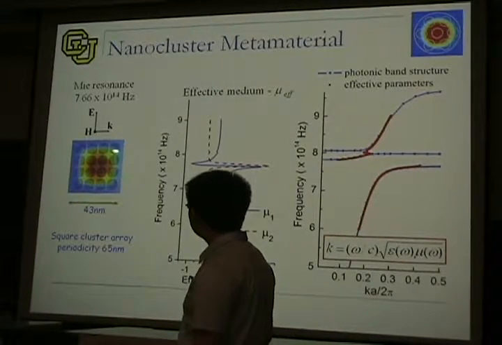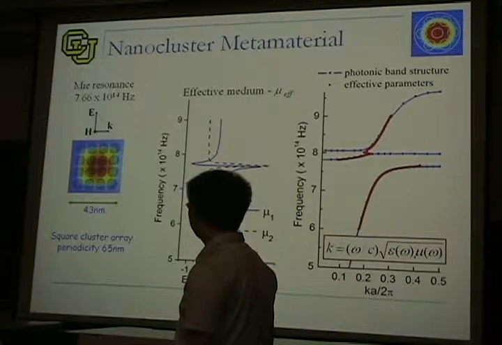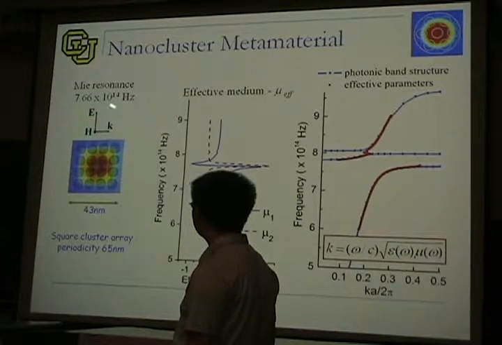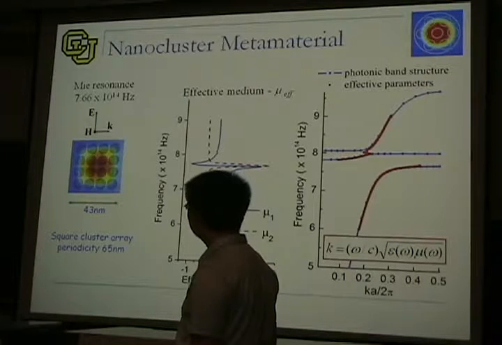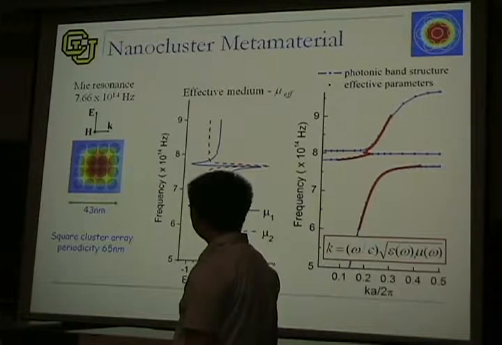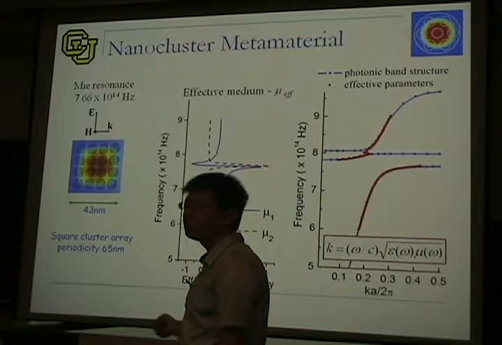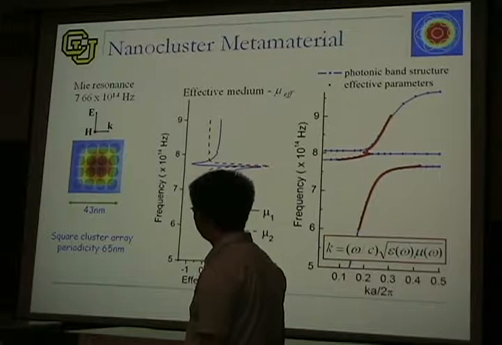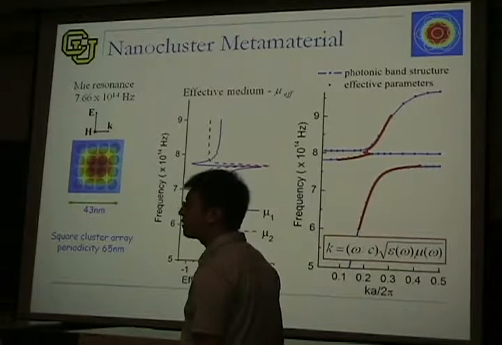Now we use these clusters and assemble them together into a periodic array. In this example, it's a square array. The Mie resonance frequency is here, and the excitation field polarization is indicated here. Once we do that, we can calculate the effective mu of these artificial materials, which is shown here.